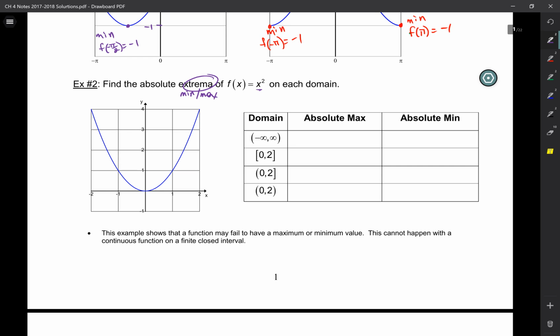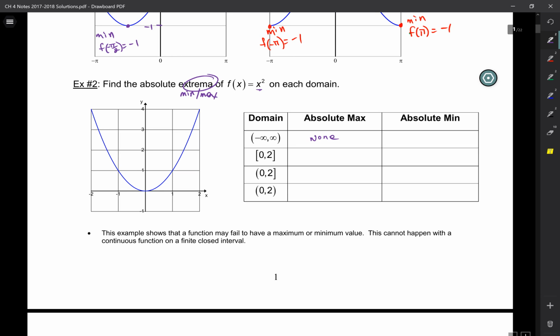Okay, so if the domain were negative to positive infinity, is there an absolute max? There is not an absolute max. Why not? Because this goes on forever. No matter how high you go, it's still going up forever. Where is infinity? Really, we don't know. You would think you are at infinity, but then there might be another point afterwards. So there is no absolute max.